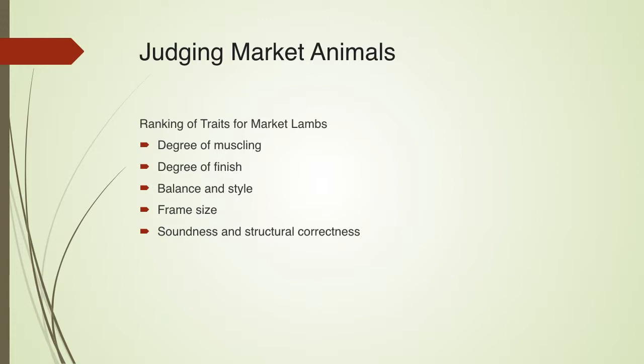Third, we're looking at overall balance and style of an animal. Then we're going to look at frame size. So just genuinely, you're looking at a class of animals, which one is genuinely the largest and which one is the smallest. And then we're going to talk about soundness and structural correctness.